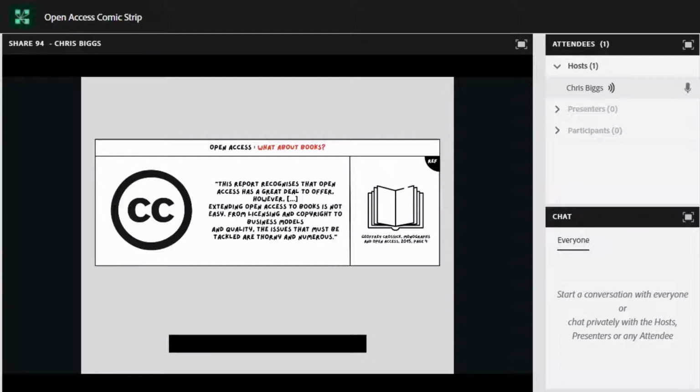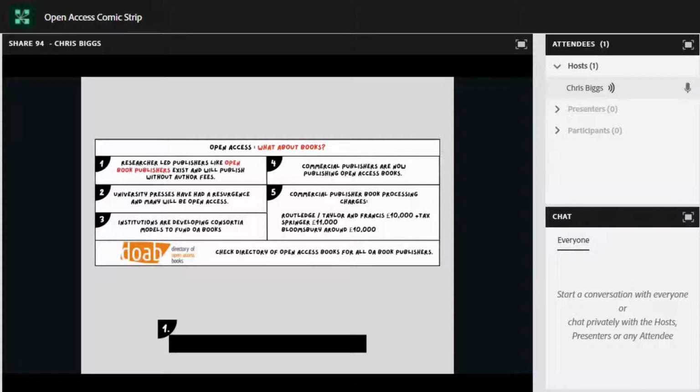The Crossick report in 2015 highlighted these concerns and others. This report recognises that open access has a great deal to offer. However, extending open access to books is not easy. From licensing and copyright to business models and quality, the issues that must be tackled are thorny and numerous. But progress has been made.